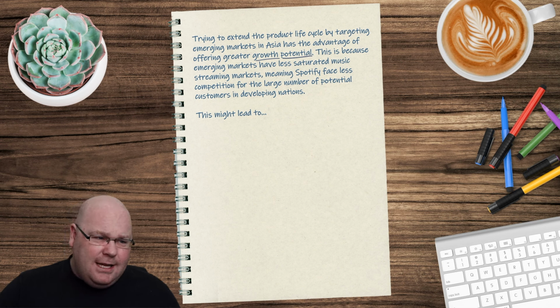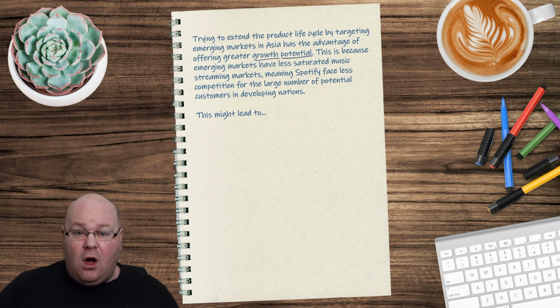We could say, trying to extend the product lifecycle by targeting emerging markets, this time in Asia, has the advantage of offering greater growth potential. It's a simple point, but it's a strong one. This is because emerging markets have less saturated music streaming markets, meaning Spotify face less competition for the large number of potential customers in developing nations.